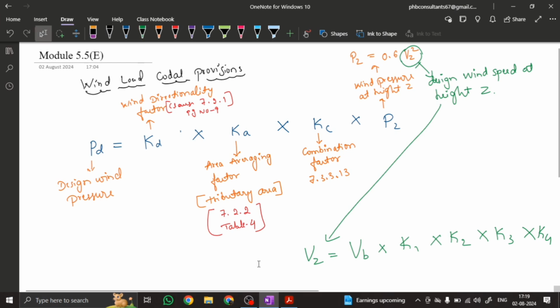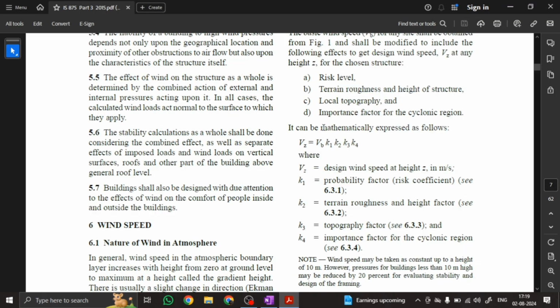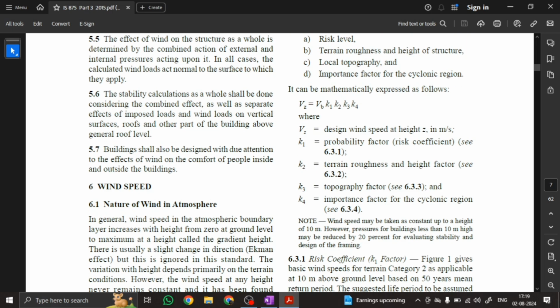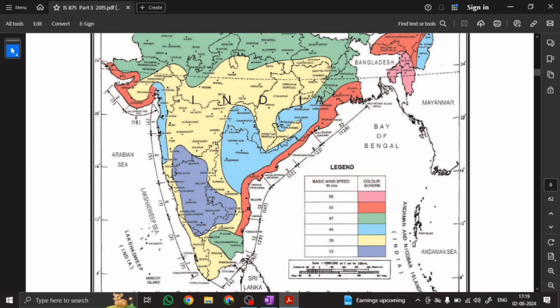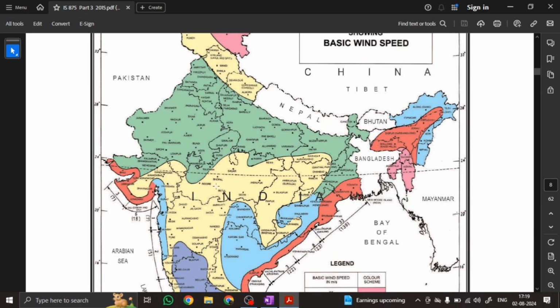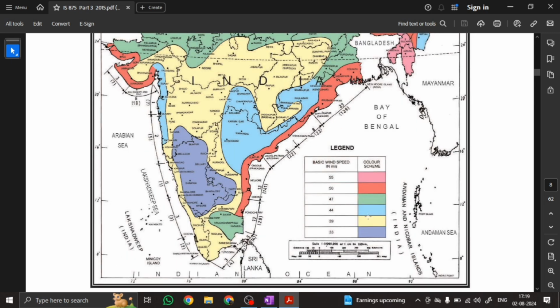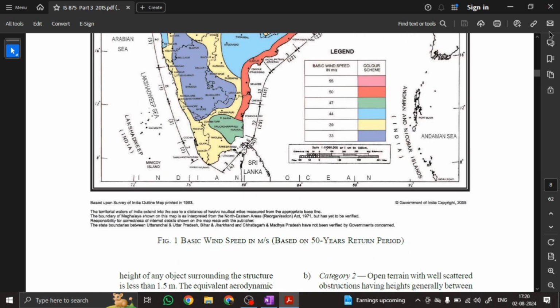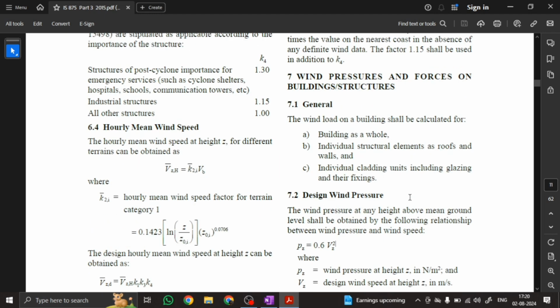And VB means, let's see, VB here. VB means basic wind speed, which is present in figure 1. We have to see here. If it's yellow color, then it's 39, the basic wind speed. Like this we have differentiated. And also we have Annex A based on major cities.